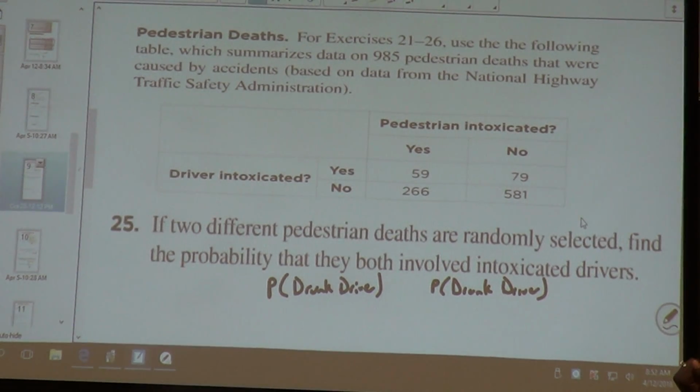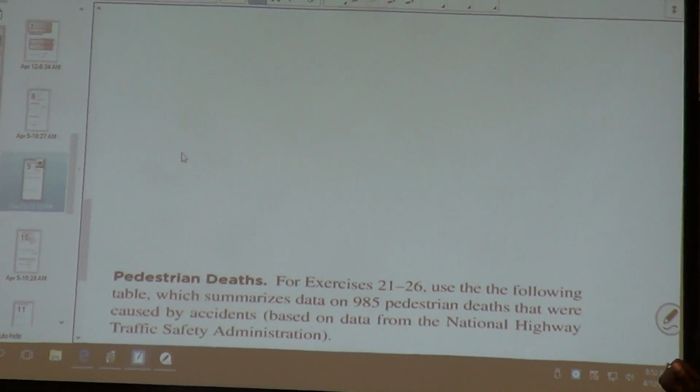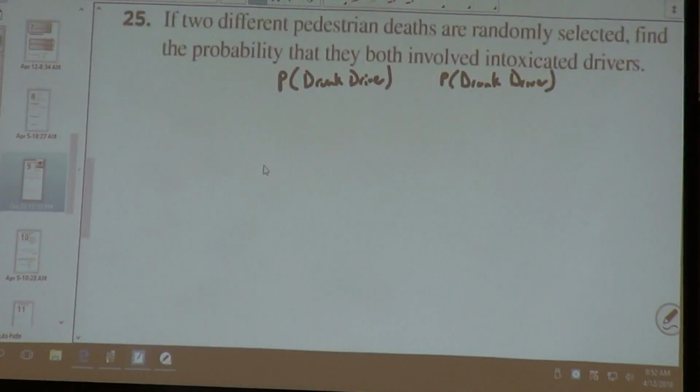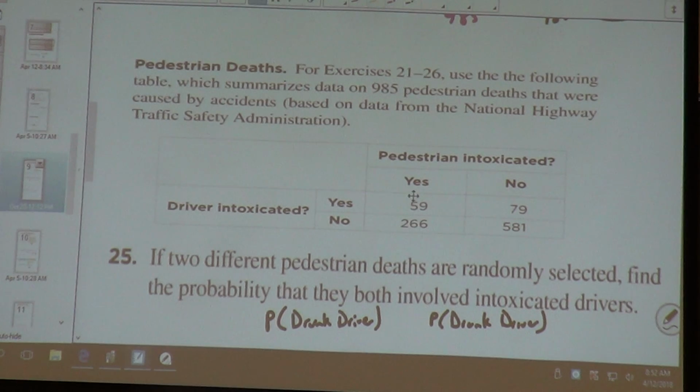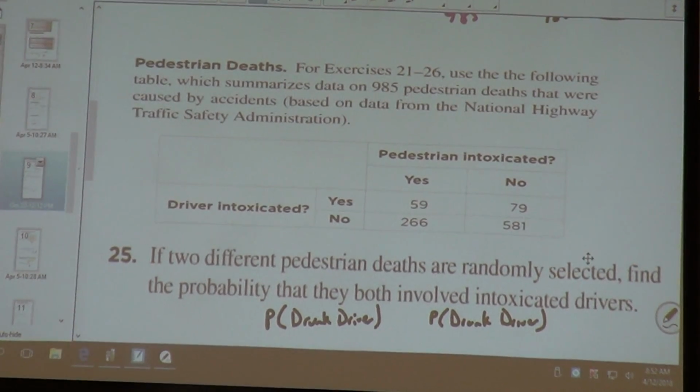So the whole chart is talking about how 985 people walking on the street died. So did the people die because the pedestrians, the people walking, were drunk, and the people that hit them were drunk? Or were the people walking sober and the people hitting them were drunk? Or was everybody drunk? Or was everybody sober?